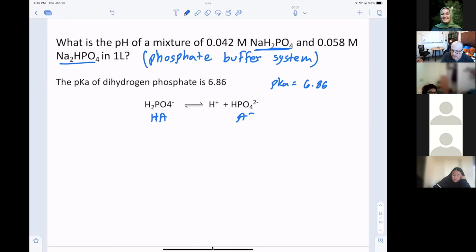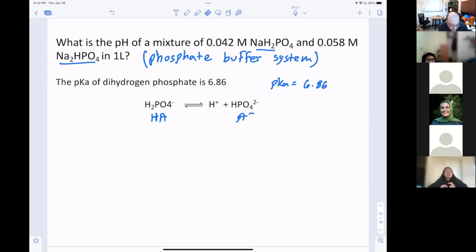Okay, any questions here? Yes, I had a quick question. Which one, so they both say NaH2PO4, so which one is which? Which one's the 0.042 molar and which one's the 0.058 molar? You see that there's a mixture of 0.042 molar of this, the NaH2PO4, and 0.058 molar of this, the sodium HPO4, right? Yeah, I don't think that's supposed to be confusing. Maybe if I put it in one line sentence, it will be clearer. But the 0.058 really means that that's going to be the conjugate base in our case.